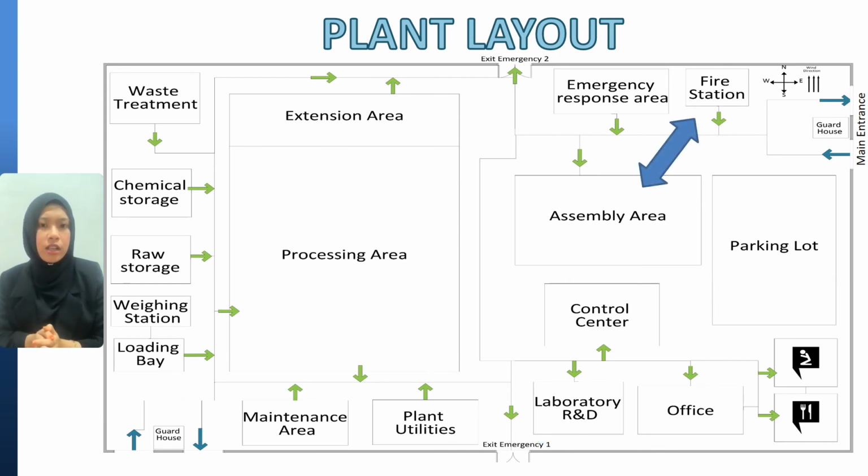Fire station and assembly area are located near the exit gate. All the high-risk areas are located in the processing area with 2 emergency exits. Plant utilities and waste treatment must be placed near the plant process in order to aid the efficiency of plant production. An area is reserved for future expansion project.